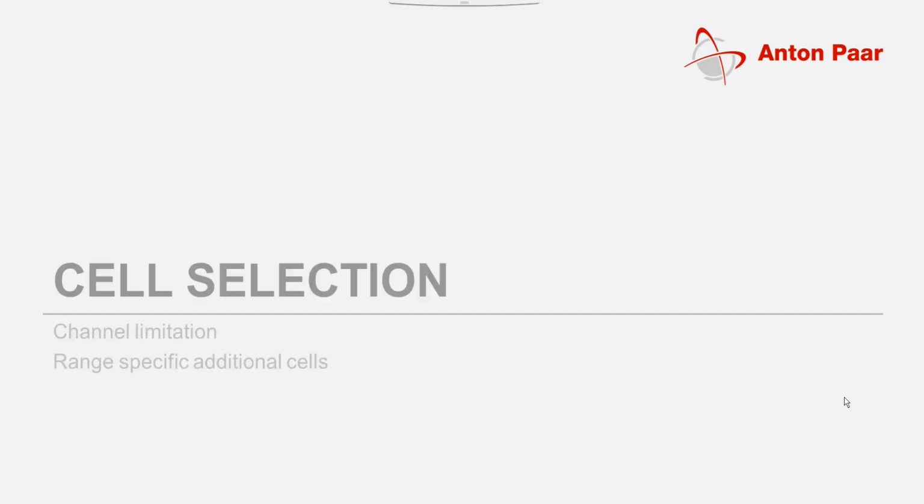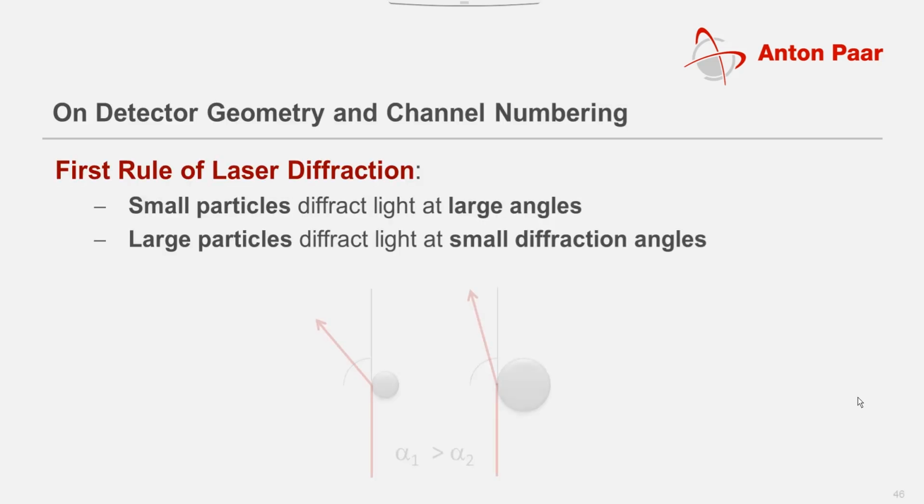In the cell selection window of the software, you find two options, channel limitation and range-specific additional cells. Before starting with the description of the cell selection options, I would like to refresh your mind about the detector geometry and channel numbering. The first rule of laser diffraction is that small particles diffract light at large angles, and large particles diffract light at small diffraction angles.